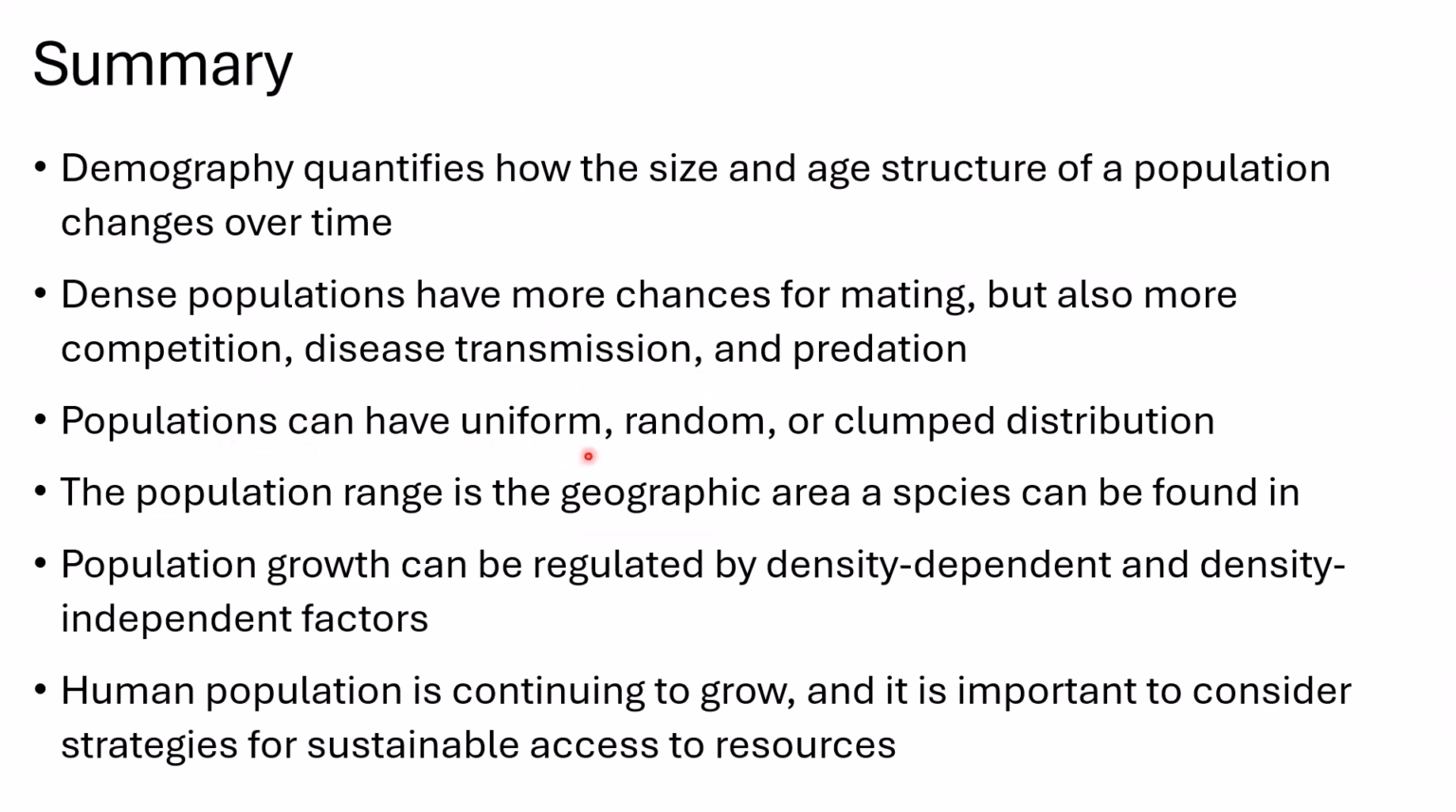Populations can have a uniform, random, or clump distribution. The population range of a species is a geographic area they can be found in, with some found in many areas and others found in specific regions. Population growth can be regulated by density-dependent factors such as competition for resources and density-independent factors such as natural disasters. The human population as a whole is still growing, so we need to consider strategies to ensure sustainable access to resources.